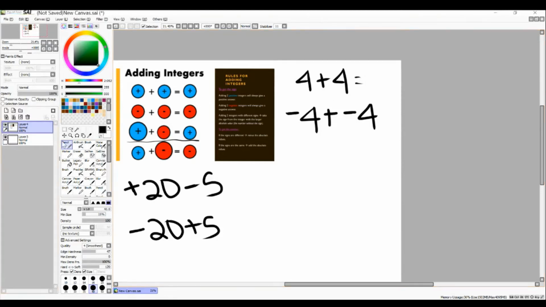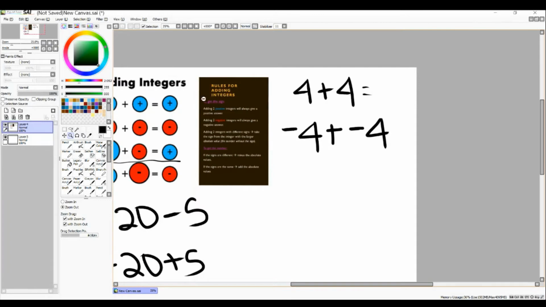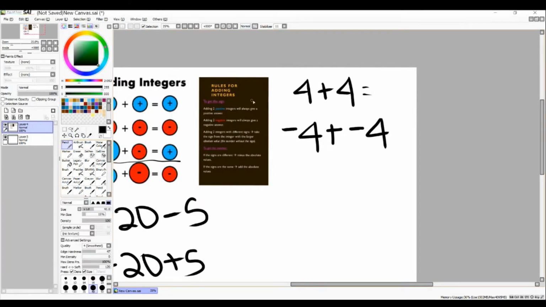Now, let's just read a few things before we can go. Adding two positive integers will always give a positive number. This is probably the oldest trick in the book and the oldest rule in the book, and the easiest. 4 plus 4, 8. Simple, simple, simple. But I would like to mention that it is understood that unless a number has a negative sign in front of it, it's positive. So this 8, even though it doesn't have a sign, it's understood to be positive simply because it doesn't have a negative sign in front of it.